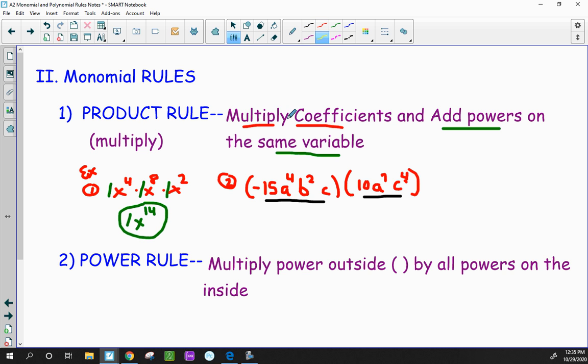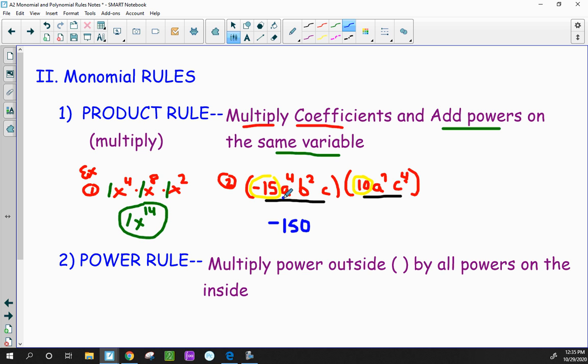And again, the rule says multiply coefficients. Coefficient is the number in front or being multiplied by the variables. So in this case, it's negative 15 times 10. And all you've got to do is jot down your answer. Once you have the rules in your head, these are super easy. Then you're going to add the powers on the same variable. And please notice that I have different letters.